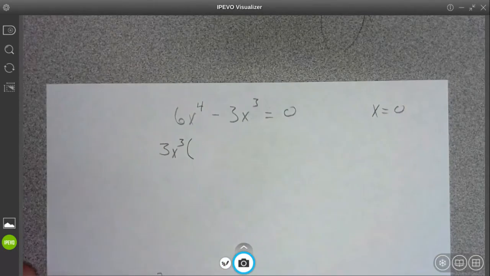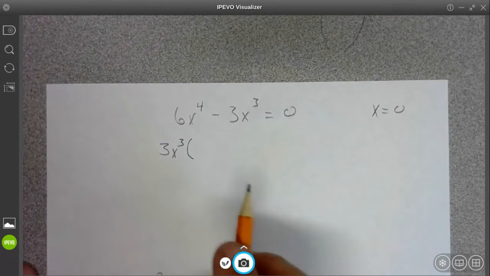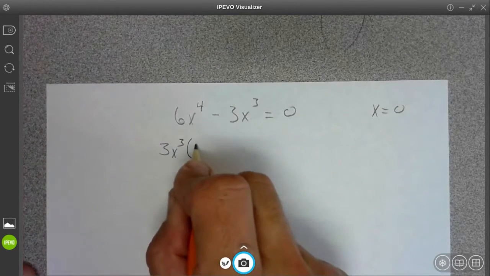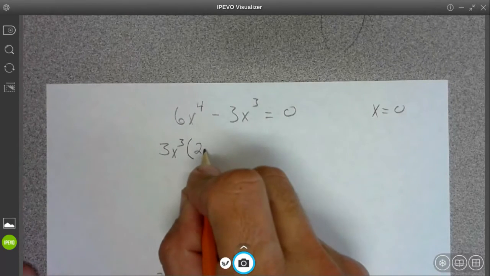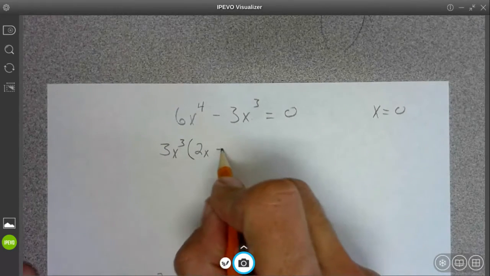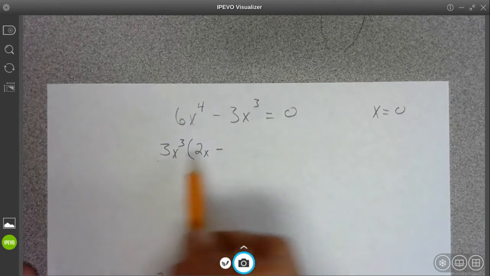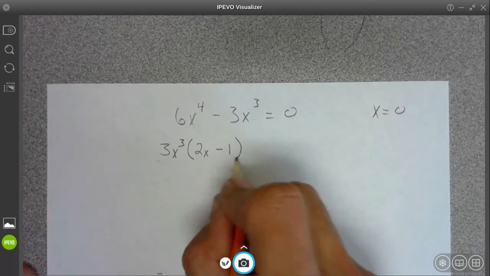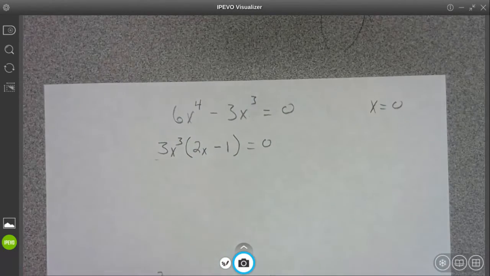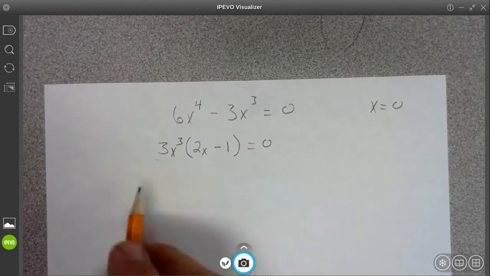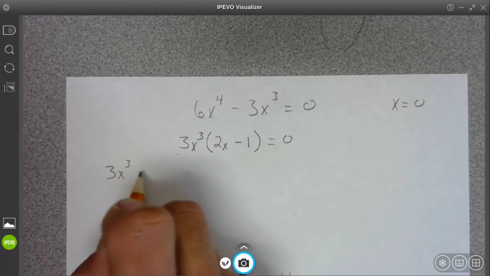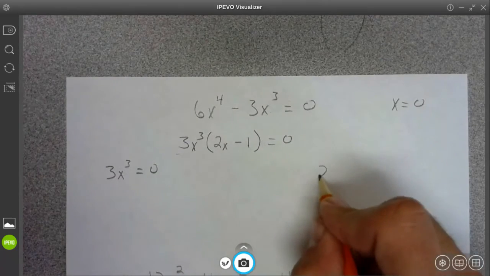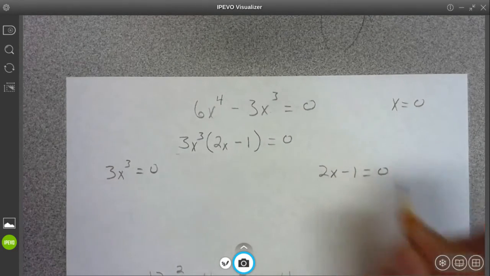All right, this is going to be, if we take a 3 away from the 6, we're left with a 2. If we take 3, so x to the third times x will give us x to the fourth. And if we take a 3x to the third away from a 3x to the third, we just get 1. There we go. And then you would set each of these factors equal to 0 and solve. We would do 3x to the third equals 0, and we would do 2x minus 1 equals 0.